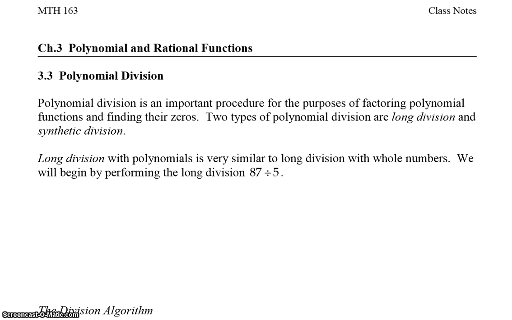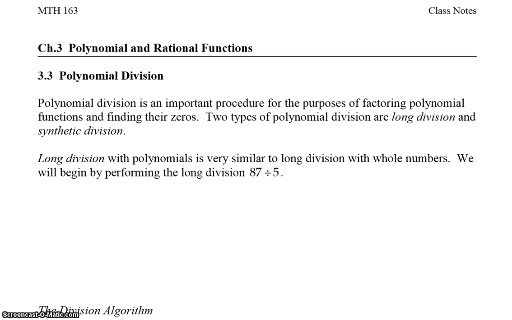So we'll begin with a study of just the division process or algorithm in general, and look at it from 2 points of view: the point of view of long division and then synthetic division, which can be used in certain cases and is a shortcut.